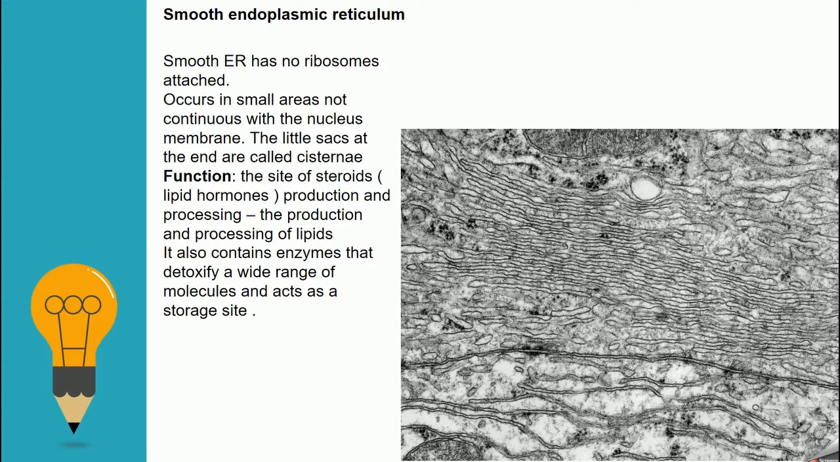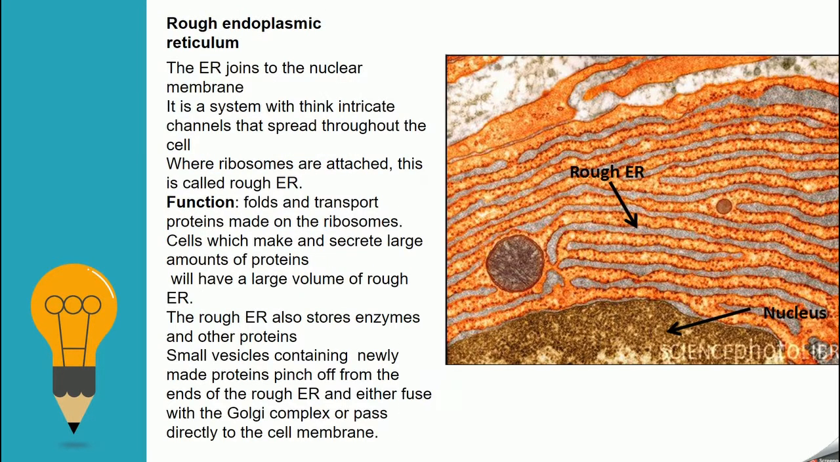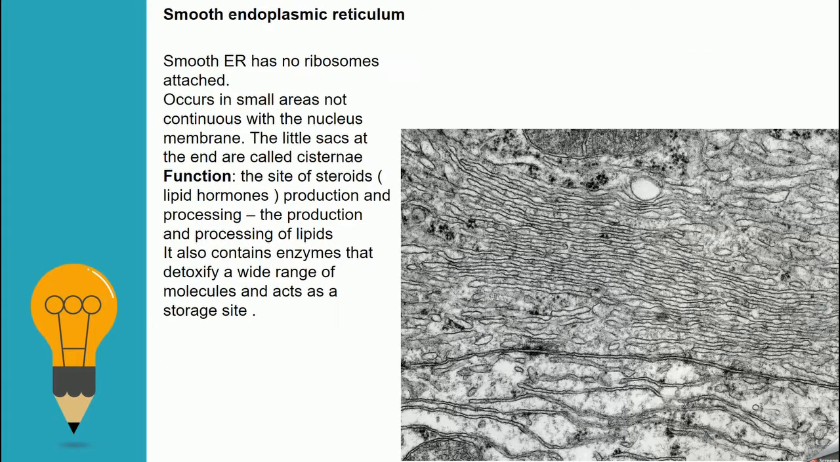So we just looked at rough endoplasmic reticulum. Now we're looking at smooth endoplasmic reticulum. Now, if we go back just one slide, the rough endoplasmic reticulum is called rough because it contains ribosomes on the outside. But smooth endoplasmic reticulum has no ribosomes attached to it, so it can't fold and process proteins. So it occurs in small areas, not continuous with the nucleus, so it's not really next to the nucleus. Well, it might be, but usually it's not.